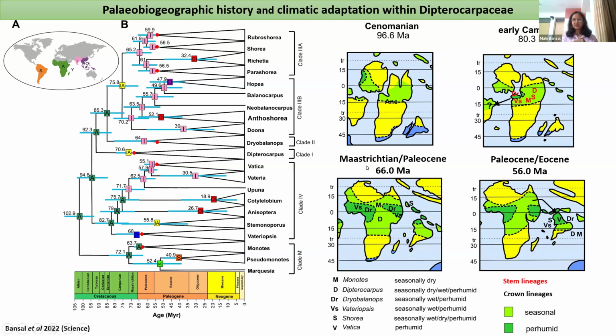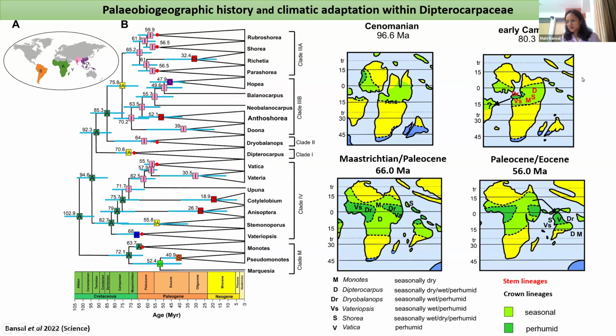Now, by the Maastrichtian, all of the crown lineages had already evolved, and around Maastrichtian-Paleocene time, these genera dispersed from Africa to India via a chain of islands called the Kohistan-Ladakh Island Arc. The important point here is that this Kohistan-Ladakh Island Arc itself was ecologically segregated into perhumid as well as seasonal regimes, and that allowed the dispersal of Dipterocarpaceae genera of differential climatic preferences.